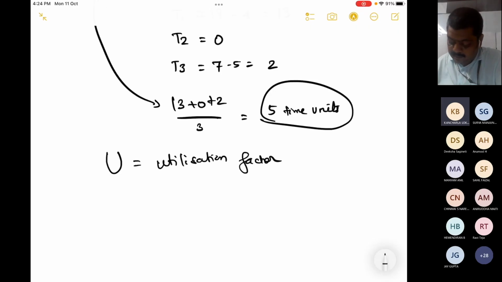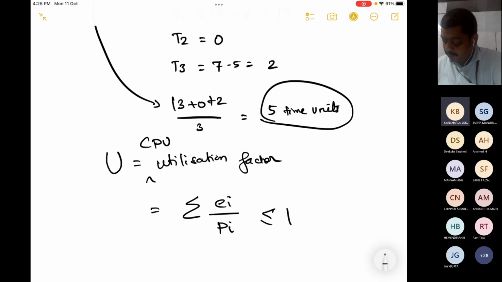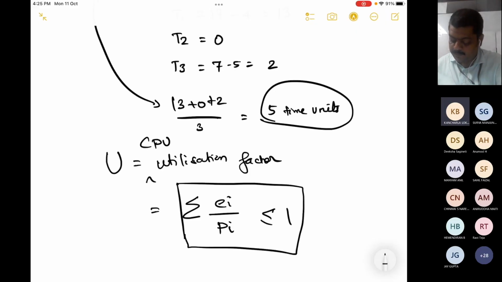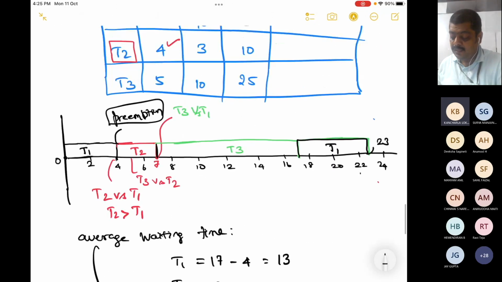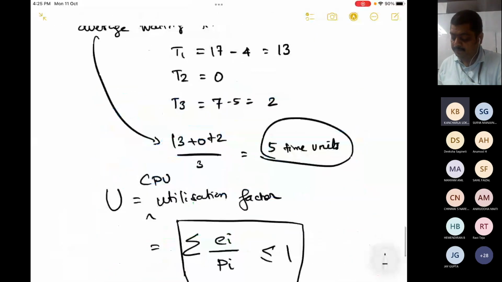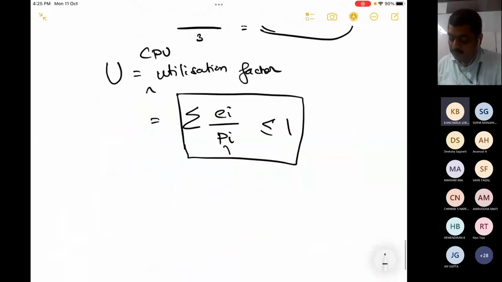Generally we call it the CPU utilization factor, which is equal to sigma Ei by Pi, which should be less than or equal to 1. That is one condition here. Here Pi is the period. Generally, for our assumption, the relative deadline is equal to the period. Relative deadline means absolute deadline minus the release time.